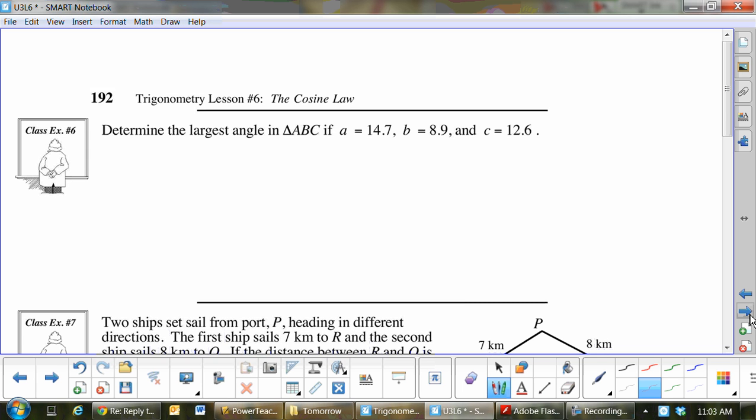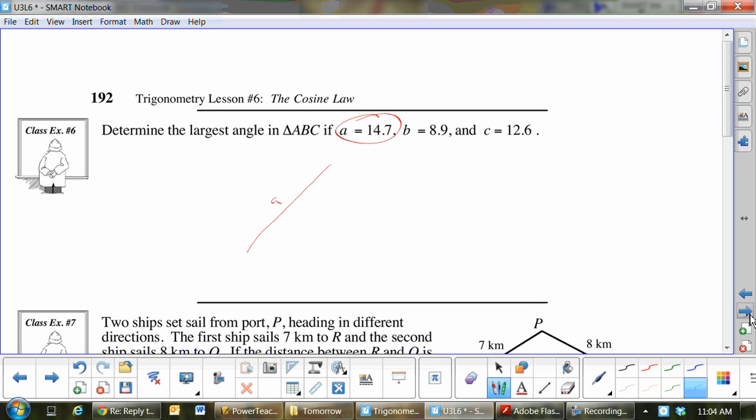Okay, the largest angle. Determine the largest angle. This one's not even nice to you. They don't even say find angle B or A or C. They're like, find the longest one. Okay, so we have A is 14.7. Now we kind of want to draw it to scale. So let's call this 14.7 because that should be the longest, right? Call that A. Now, B and C have to meet, or else this isn't going to be a triangle.